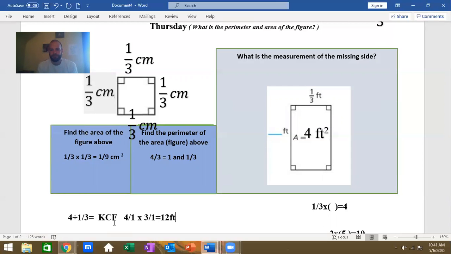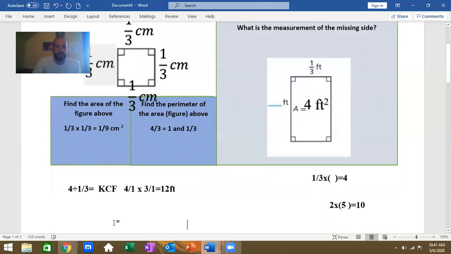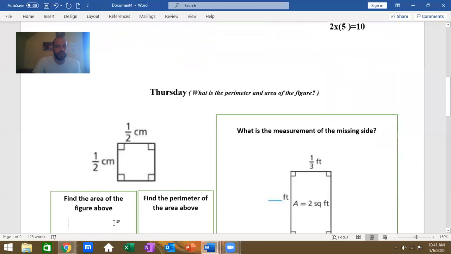Okay? So that's how you find the missing side. That's how you find area. That's how you find perimeter. Your questions look just like the questions that I just completed.